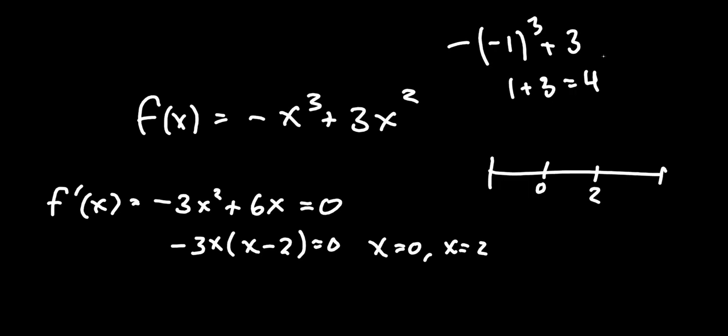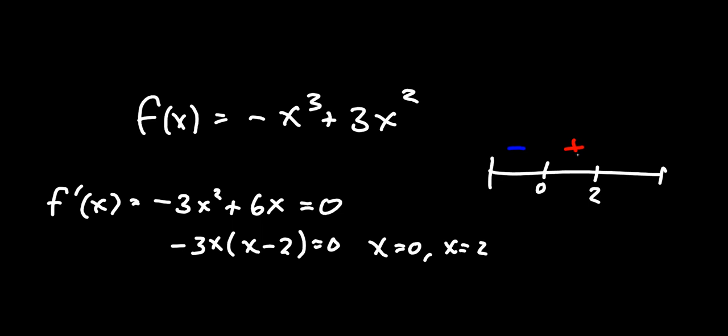Hold on a moment. I need to be plugging this into the f prime. So if we plug in a negative number, we're going to get negative 3 and then minus. Okay, so it's actually going to be negative to start out with. And then between 0 and 2, if we choose a number like 1, we'll get a positive number.